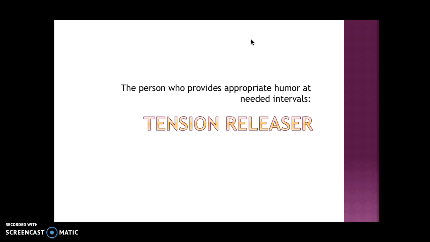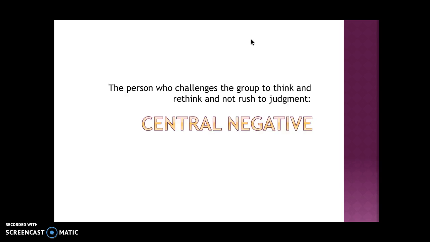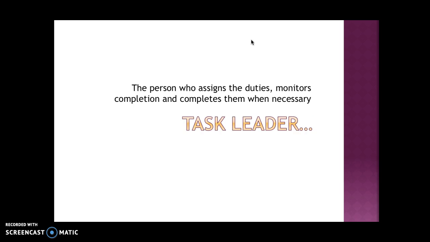So remember that all 5 of these group roles are considered essential for the optimal performance of a group. If these tasks are not being met, they need to be assigned.